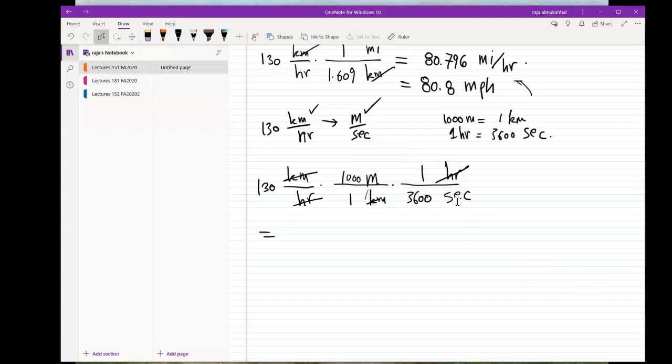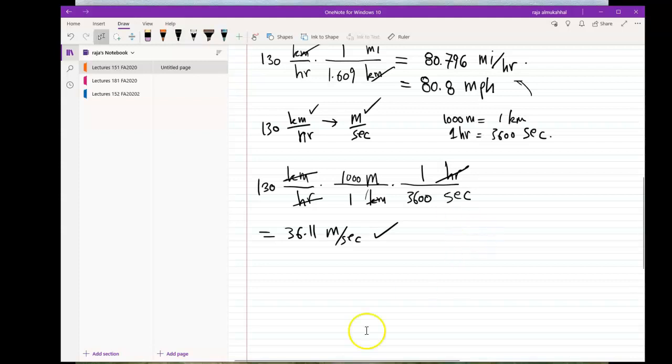And so we go 130, multiply that by 1,000, divide that by 3,600. The answer is 36.11 meters per second. And there we go. You got that, guys? Okay.